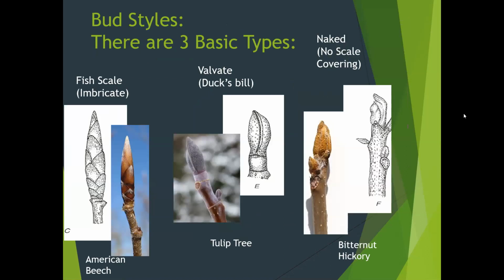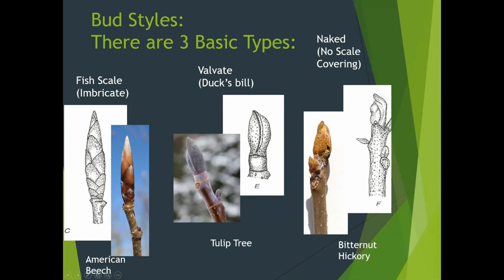So here are the three basic types of bud styles, and these are all true end buds. Some of them are imbricate. It looks like fish scales. They can be different numbers, or some have pointy or more rounded ends, and that's how you can help to make some difficult distinctions between different trees. There's the valvate or duckbill, and Eric told me he looks at this as like praying hands. You'll see this in the tulip tree or the striped maple. And some are called naked, which have no scale coverings.